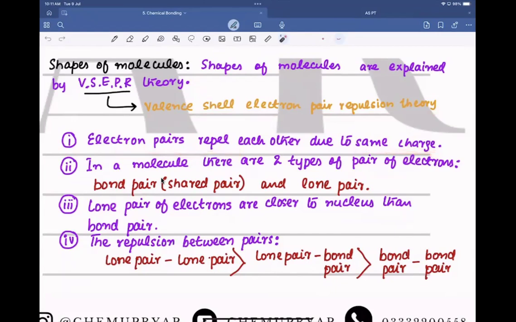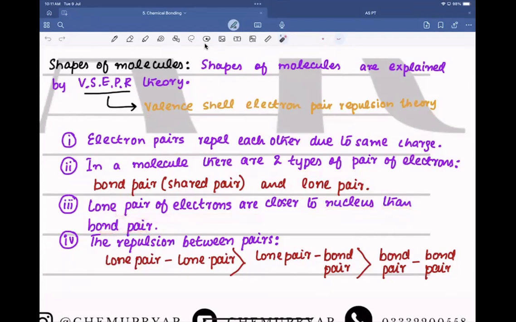In any molecule, there are two types of pairs of electrons. One are called bond pairs, which are also named as shared pairs. And the other type of pair of electrons are called lone pairs. Till here, is this clear, Alishwa? Yes, sir. Okay. Now, the lone pair of electrons are closer to the nucleus than the bond pair.